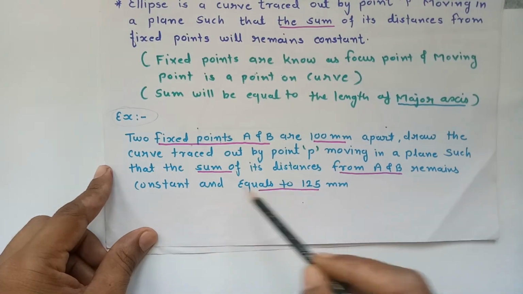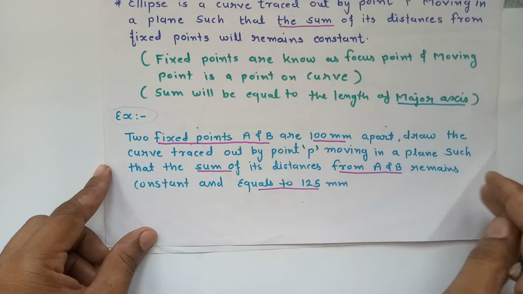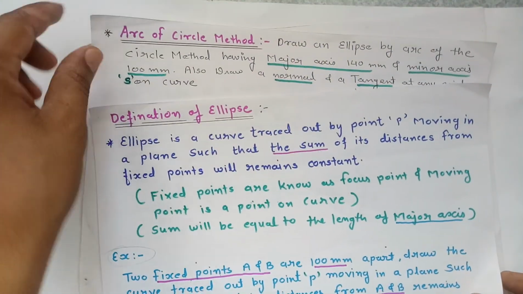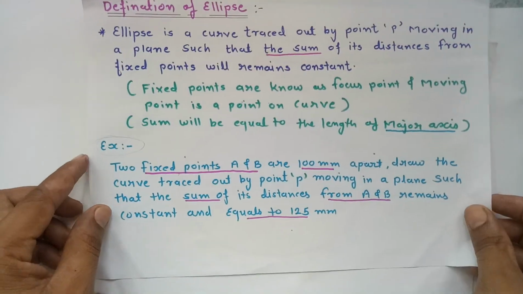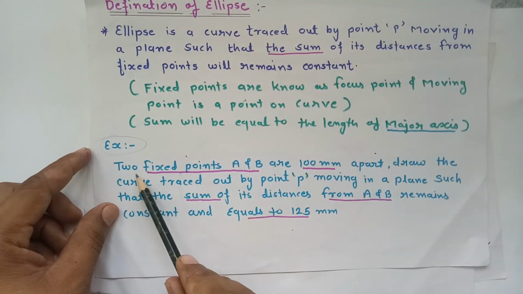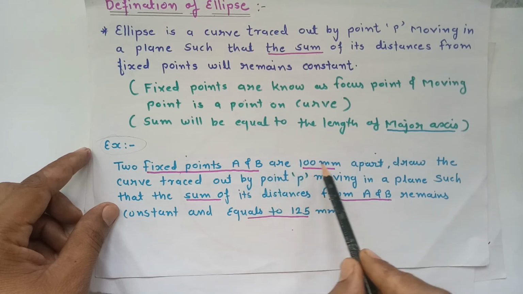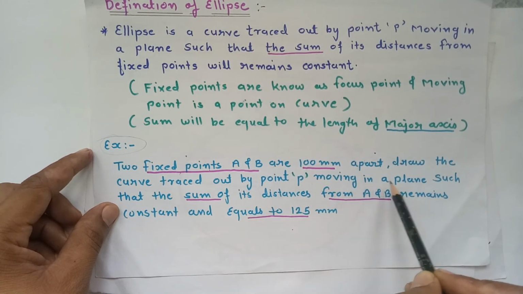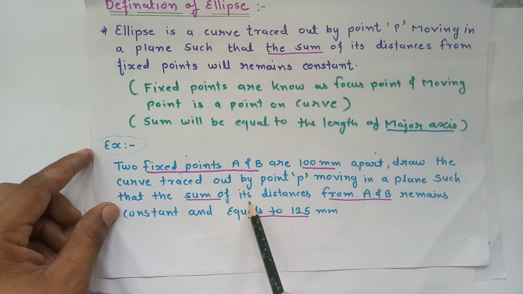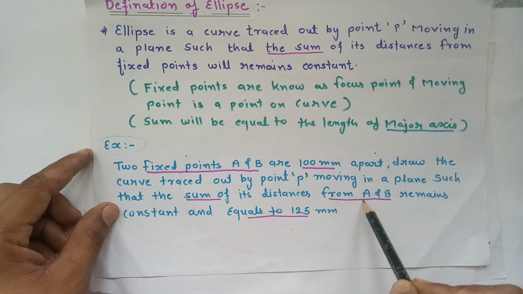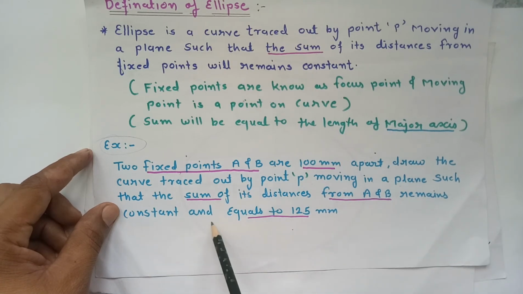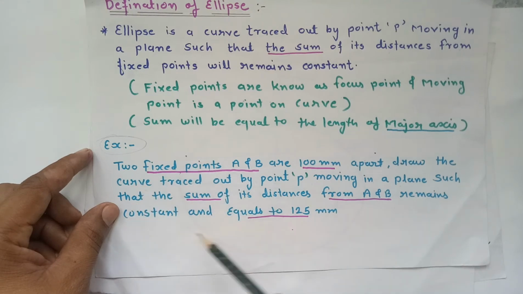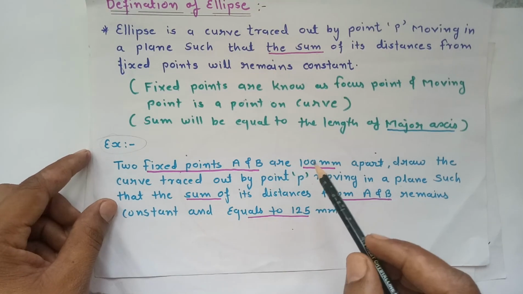So this is the question in terms of definition. One question is given directly over here, and the other question is like this. Two fixed points A and B are 100 mm apart. Draw the curve traced out by point P moving in a plane such that the sum of its distances from A and B remains constant and equal to 120 mm. So you have to do this sum in practice.